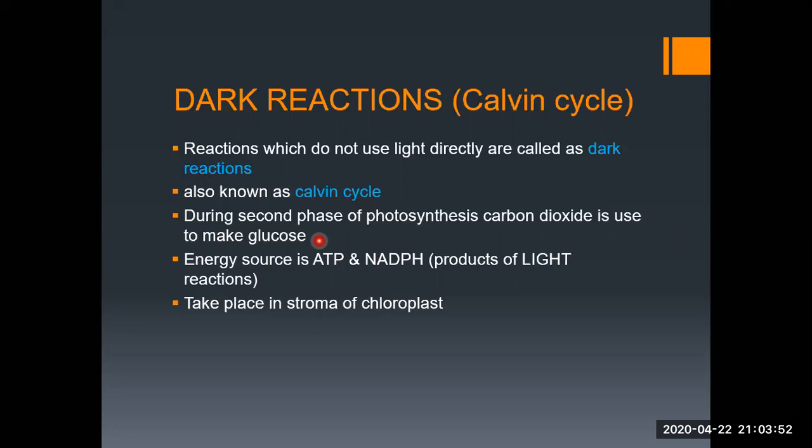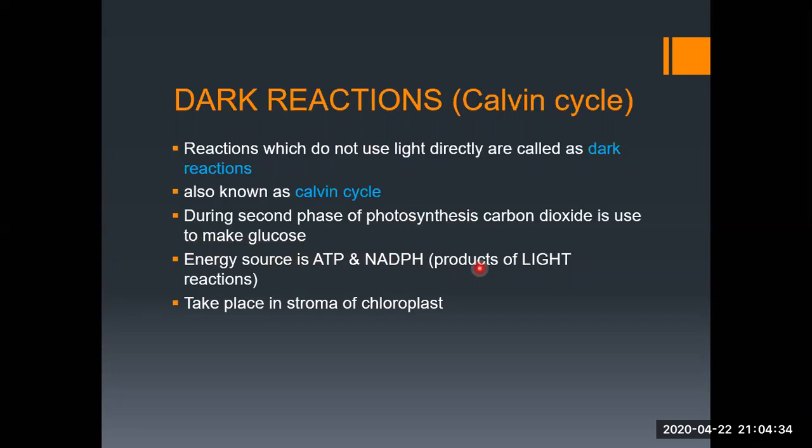Energy source: obviously these reactions do not use light, so light is not the energy source for them. So you might be thinking, what is the source of energy for these reactions, because they are not using light and they are light independent reactions. Here is the answer to your question. They use ATP and NADPH as a source of energy. And where do these two come from? They come from the light reactions, which is the first phase of photosynthesis. It gives ATP and NADPH to the dark reactions as a source of energy.